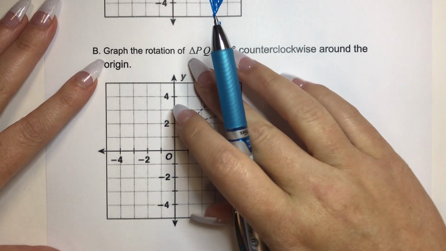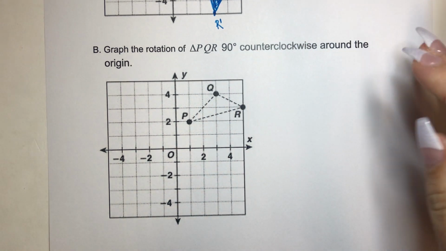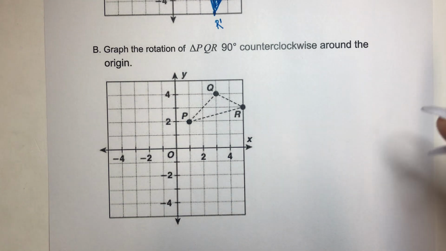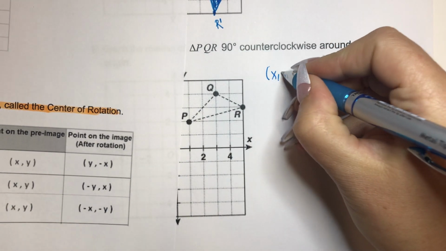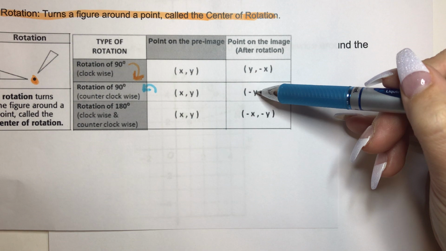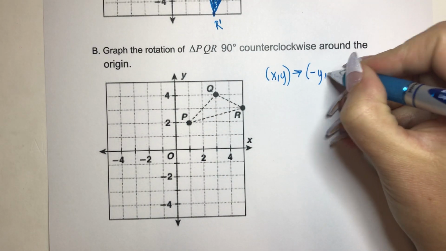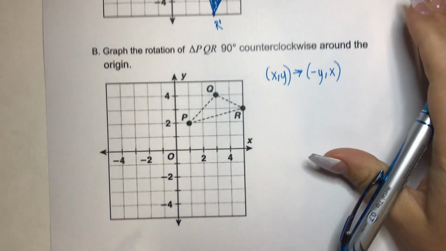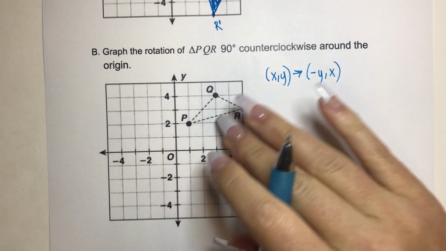B says graph the rotation of triangle PQR 90 degrees counterclockwise around the origin. Okay, so what is that rule for counterclockwise? I know we start with X, Y, and then 90 degrees counterclockwise ends up being -Y, X. Okay. So we're just going to use this rule for these 3 points.